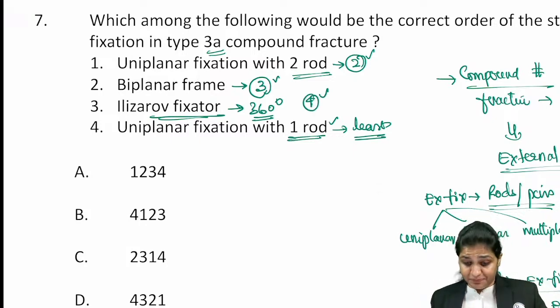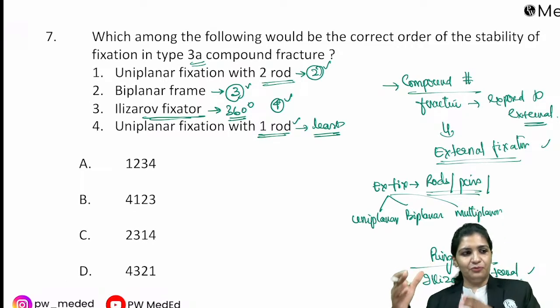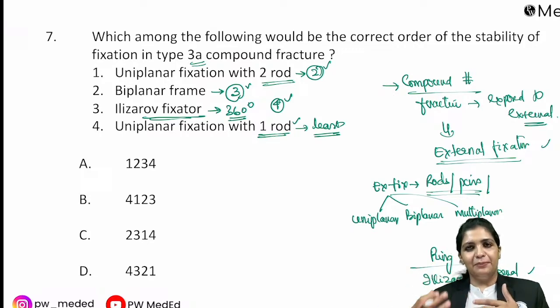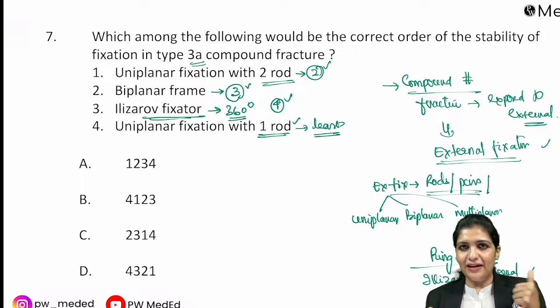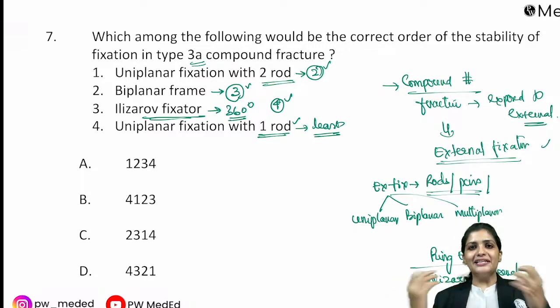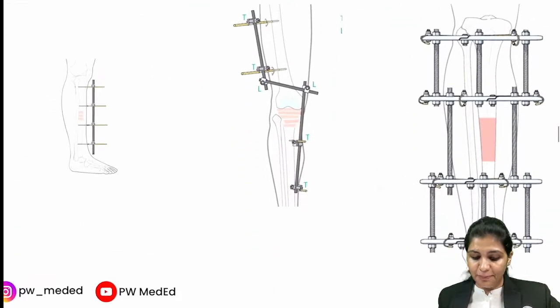So in increasing order of stability, the first one will be a uniplanar with one rod. Now the stability can be increased by increasing the rods, right? So if you place two rods, then the stability will increase. And if you fix this in two planes, the stability will further increase, right? And if you fix 360 degrees, that is your X fix, it will further increase. So these are some of the examples here.